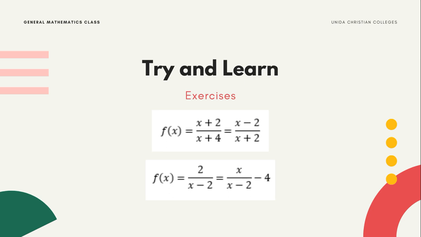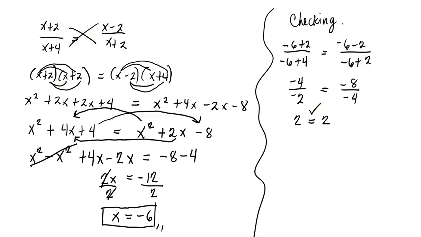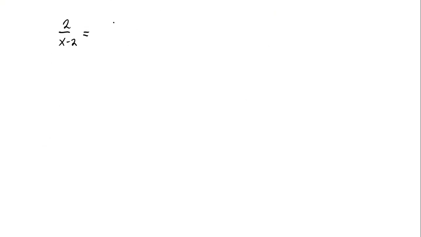So given we have 2 over x minus 2 is equal to x over x minus 2 minus 4. So since single term yung left and then dalawang terms sa right, then hindi na po applicable si cross multiply. So we will be using the CRUMB method.